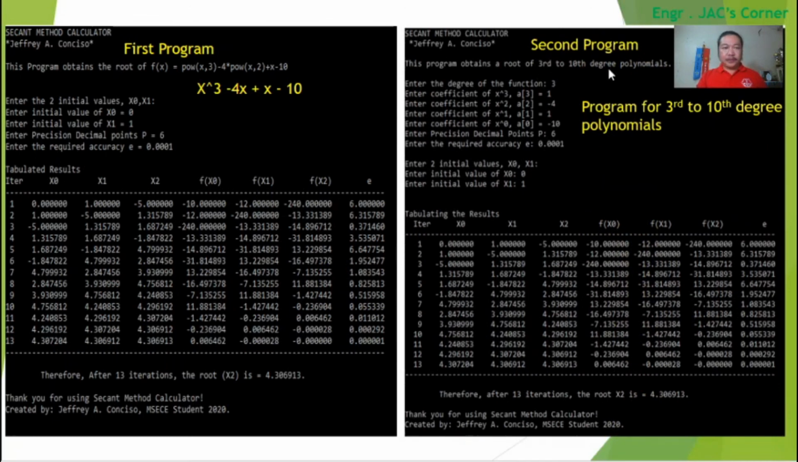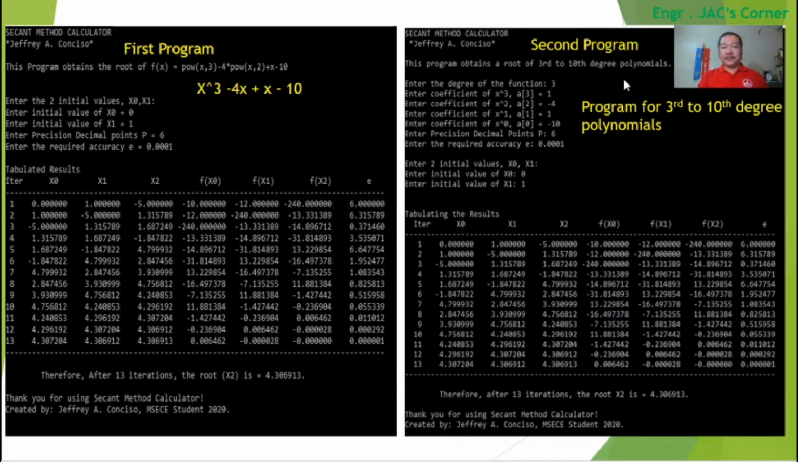Okay, for the second program, we also have a program for third to 10th degree polynomials. Comparing the first and second program, they have the same tabulated results, only that the first program requires only 4 parameters, namely x sub 0, x sub 1, the precision, and the accuracy. Though the first program can solve transcendental and polynomial equations, it can only solve the embedded equation in the program, in this case x cubed minus 4x plus x minus 10.